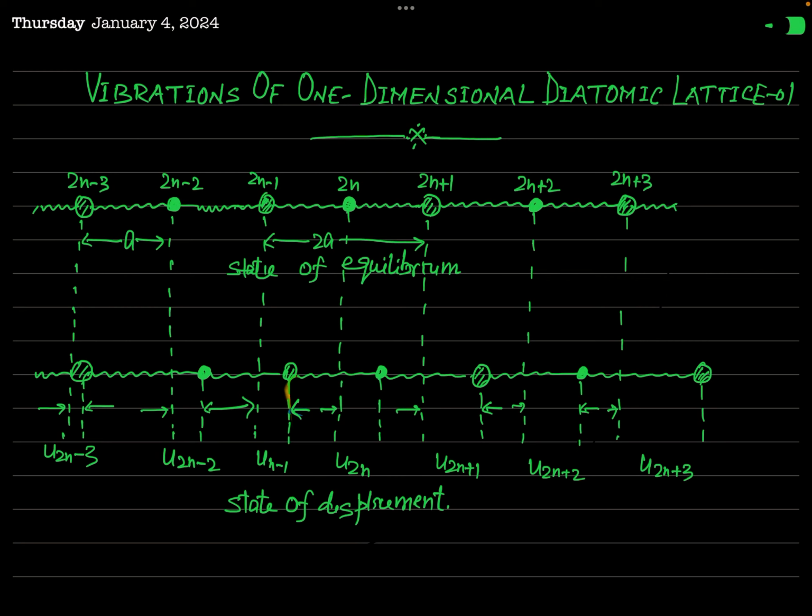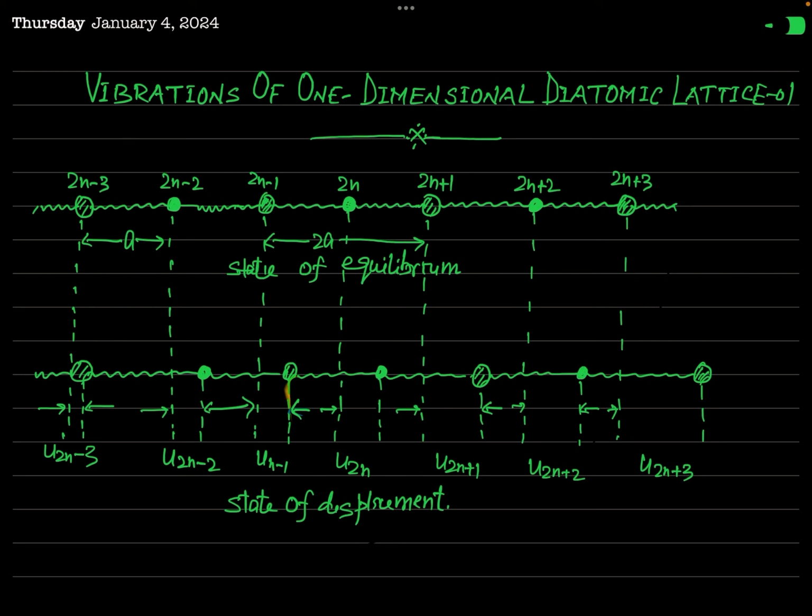Like the previous two lectures, we divided the lecture on vibrations of one-dimensional linear monatomic lattice in two parts. In the first part, we derived a relation which is called dispersion relation, and in the second part we saw the discussion of that relation. Just like that, here we will again divide our lecture on vibrations of one-dimensional diatomic lattice in two parts. And this is the first part of the lecture.